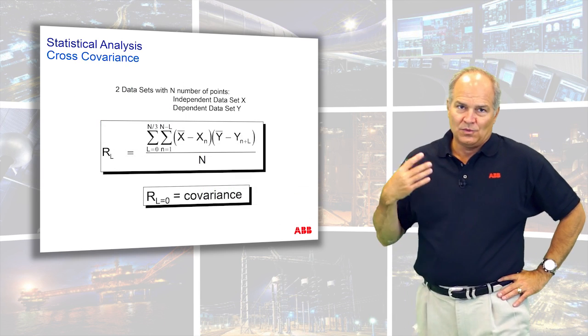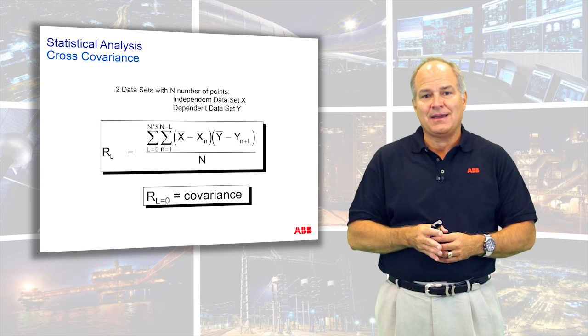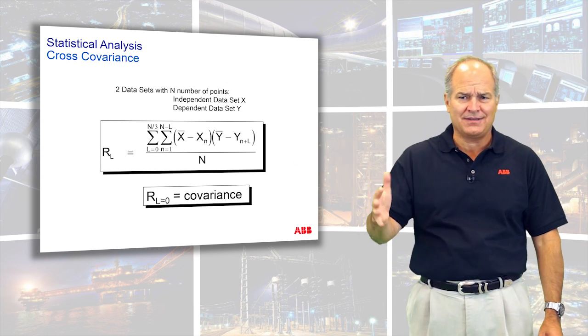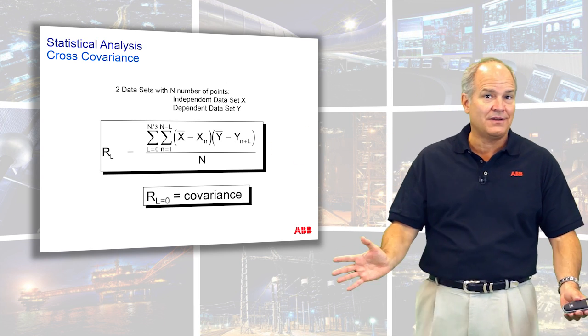Now, when we're comparing two signals, so for example, if I were to compare my hand to my foot, that's a cross correlation. They kind of look the same, but they're not.